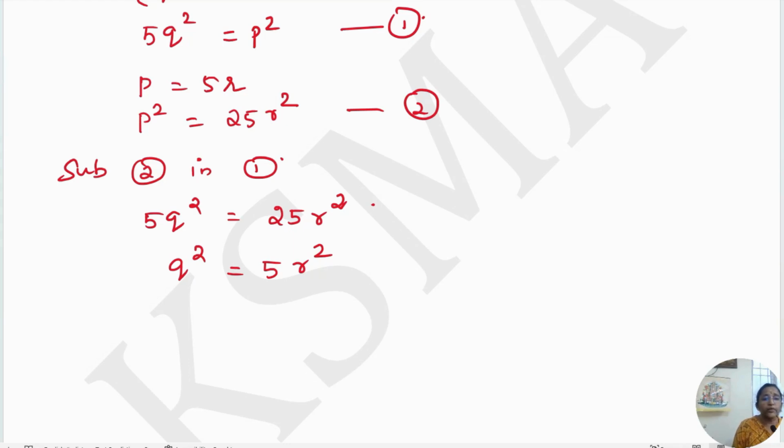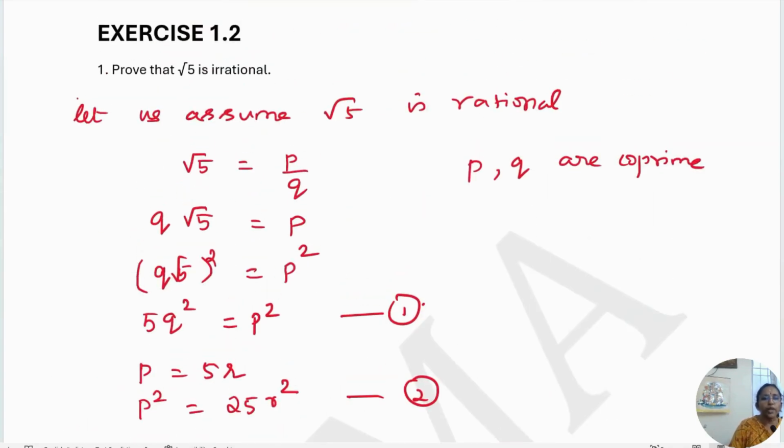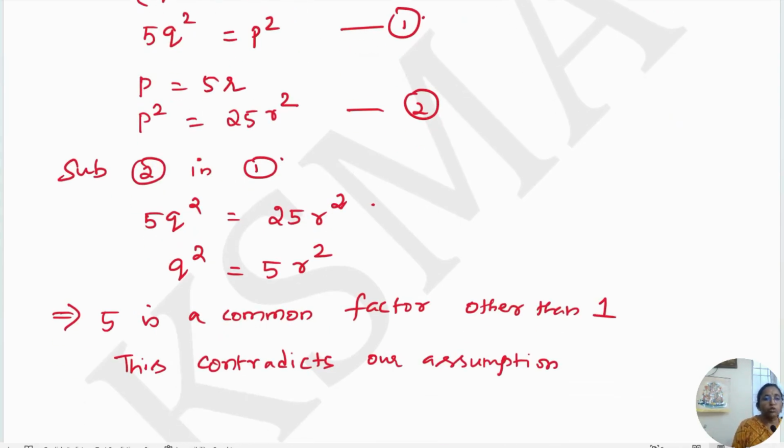Now look at here. 5 is a common factor other than 1. So this will contradict our assumption. So you can write your data this way: 5 is a common factor other than 1, so it contradicts our assumption. What is our assumption? The assumption is root 5 is rational. So it is not rational. So you can say root 5 is irrational. Hence proved.